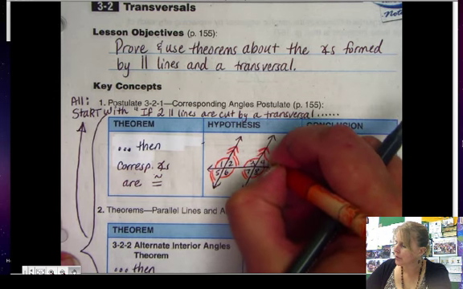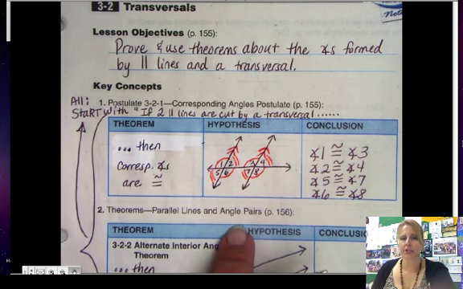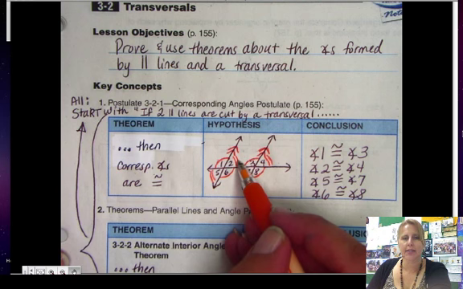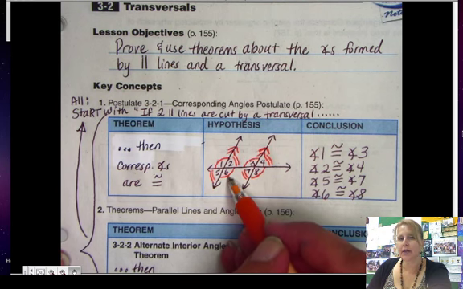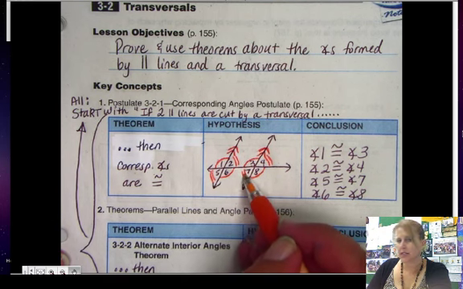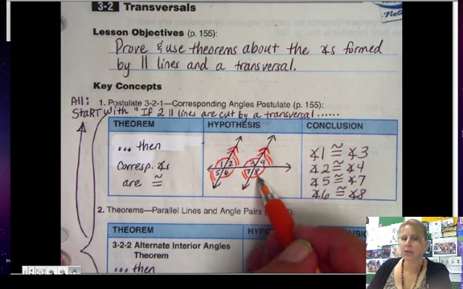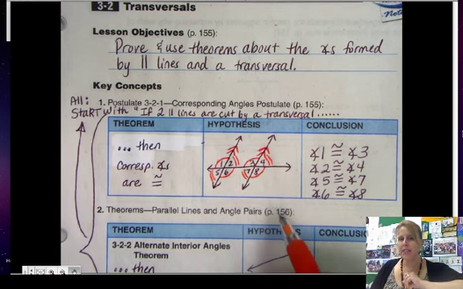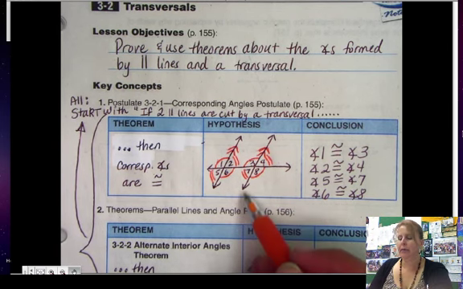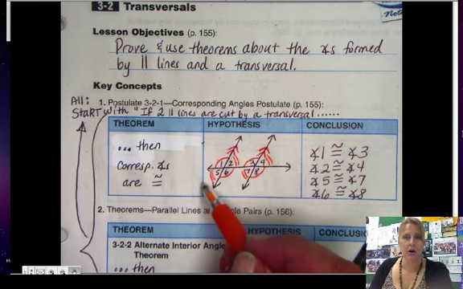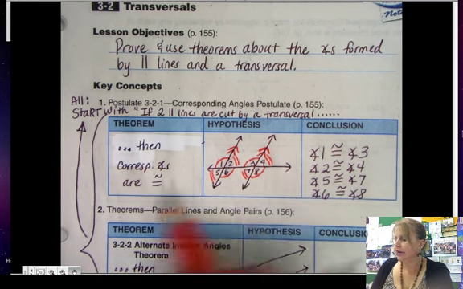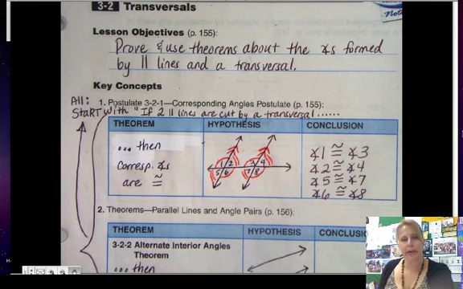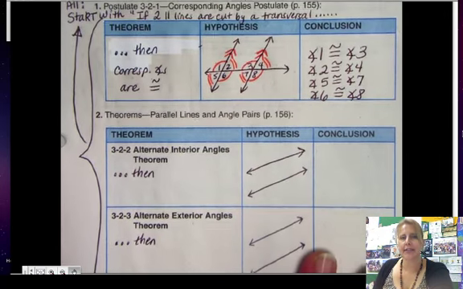So if I told you one of my angle measures, so if I said this was 120, then you would know right away that this should be 60. This would be 120, and this would be 60. This would be 60. This would be 120. This would be 120, and this would be 60. So if I gave you one angle out of all of these 8, immediately you should be able to tell me what all the other angle measures are because they're parallel and corresponding angles are congruent by this corresponding angles postulate. Okay?